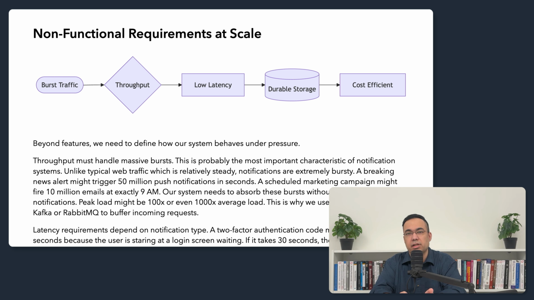Your system needs headroom for these bursts, which is why we use message queues like Kafka or RabbitMQ. The queue absorbs the burst while workers drain it at a sustainable pace.